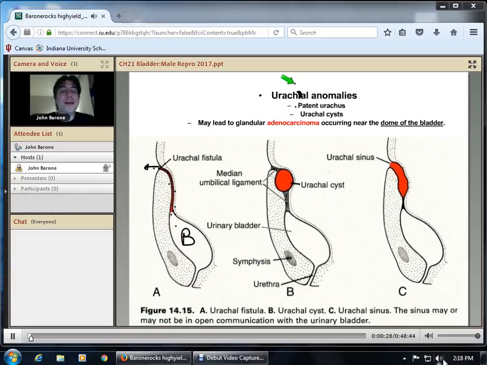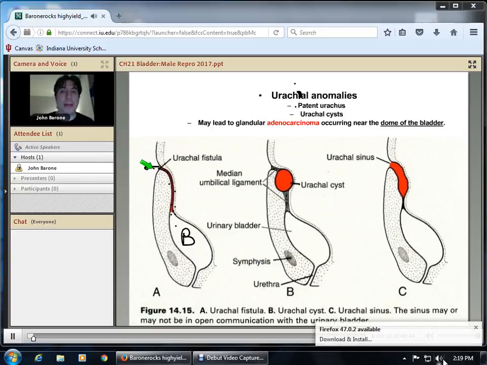So urachal anomalies. Well, the urachus normally is supposed to connect the belly button, the umbilicus, all the way to the bladder dome. So here's the bladder where the urine is. And so now the urine should be able to drain through here to the belly button and into the umbilical cord. So that's the urachus. Now, it's supposed to obliterate. It's supposed to go away. So if it's still patent, this connection is still there to the belly button, that is called a patent urachus.